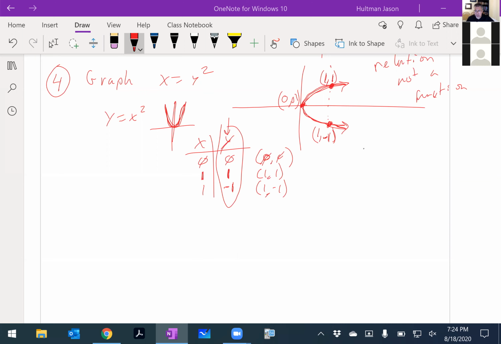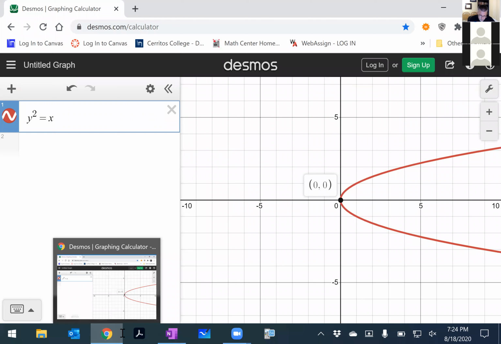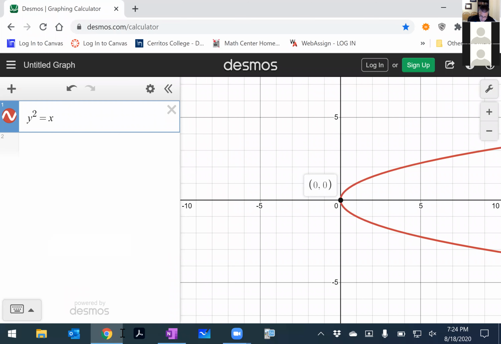What graph were we looking at? This is the graph of x equals y squared. That's the graph we were looking at. Okay, x equals y squared. Okay, that's what we got.